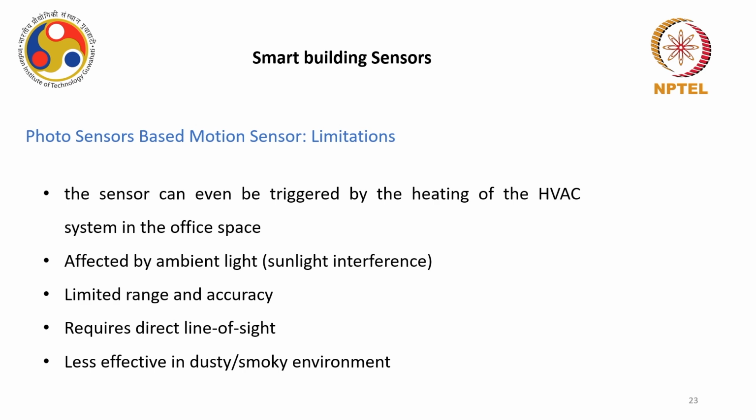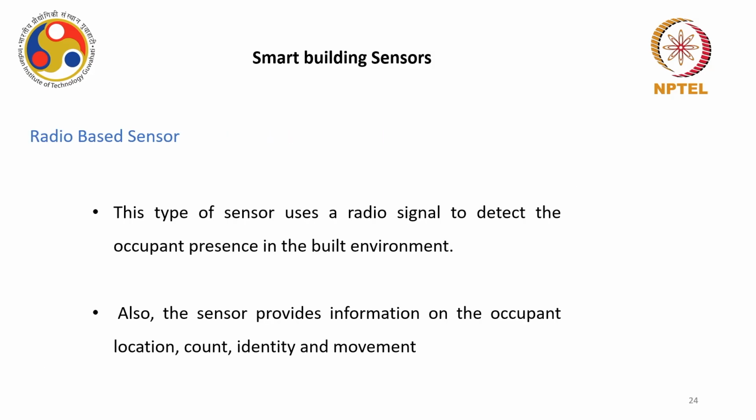These kinds of sensors, like the camera based sensors we have seen, require a direct line of sight. And when you have a smoky or dusty ambient, these devices are less effective. That's why people rely upon radio based motion sensors. They are very effective, particularly because a line of sight is not required, and that is the most important feature of these radio based motion sensors.